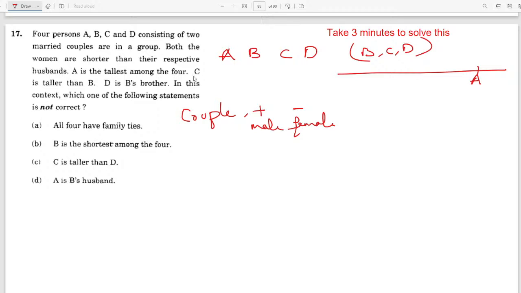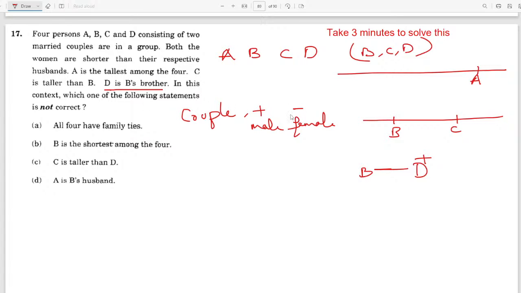A is the tallest among the 4. C is taller than B. We have that C is taller than B. We don't know where C is when compared to A. D is B's brother. So from this we know that D is a male because D is B's brother. So if B is here, D is B's brother, so D is plus. We don't know whether B is male or female.